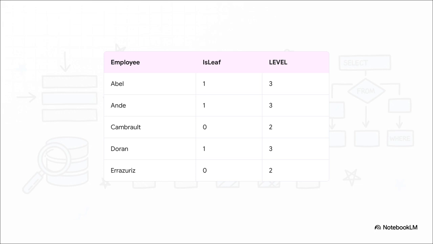But Cambrault and Errazuriz, they've got a 0, which tells us they're a branch, not a leaf. They have people reporting to them.